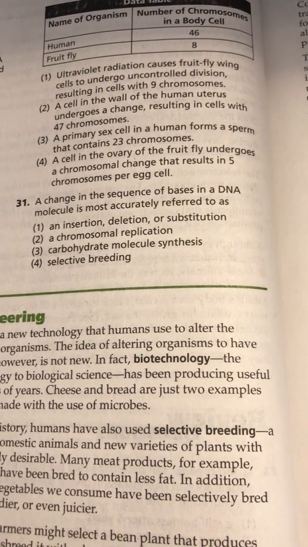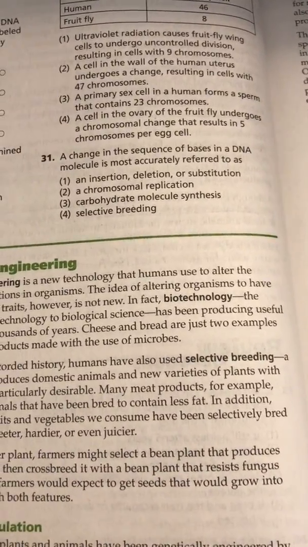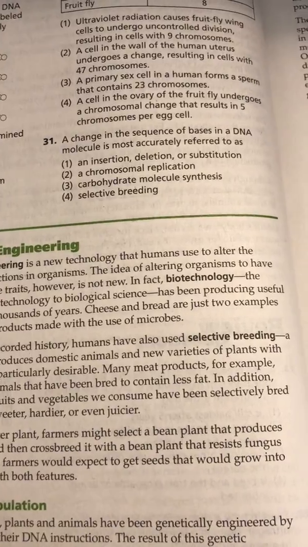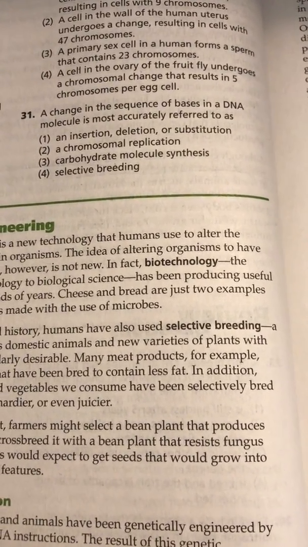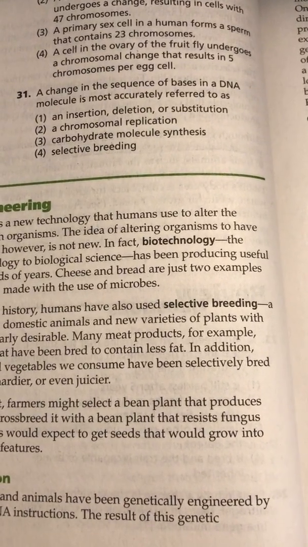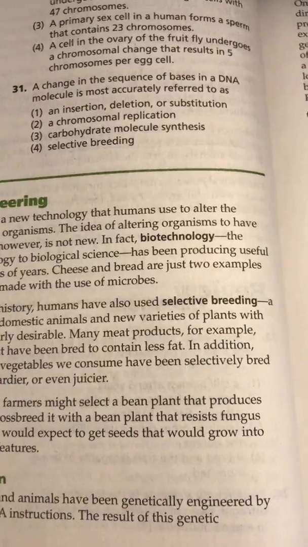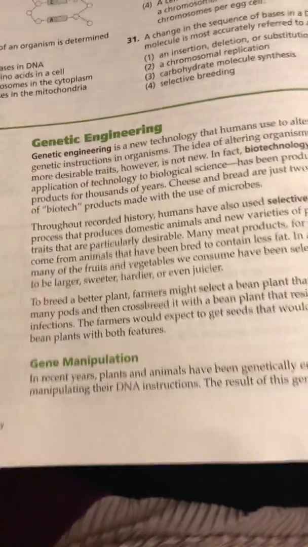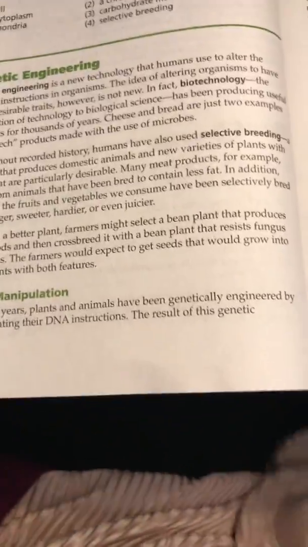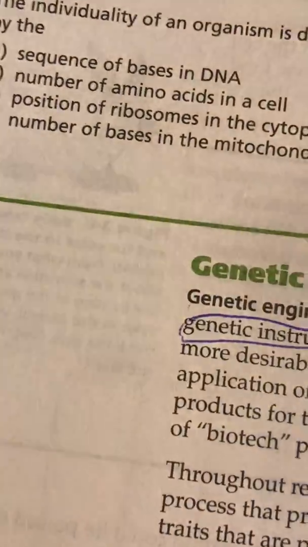31. A change in the sequence of bases in a DNA molecule is most accurately referred to as 1. An insertion, deletion, or substitution. 2. A chromosomal replication. 3. Carbohydrate molecule synthesis. Or 4. Selective breeding. Genetic engineering. Genetic engineering is a new technology that humans use to alter the genetic instructions in organisms.